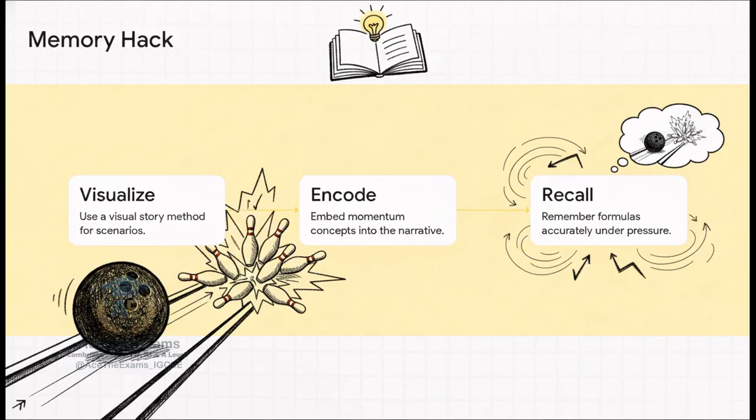Picture a heavy, shiny bowling ball rolling aggressively down a wooden lane. That heavy movement, that is your momentum. Suddenly, it violently smashes into the pins. The exact time the ball is physically touching the pin, multiplied by the raw impact force of that hit, that is your impulse. And that impulse is what causes the resting pin's momentum to violently and suddenly change direction. Visualizing the physical scenario as an active, dramatic story practically forces your brain to understand the deep relationships between the variables, guaranteeing you recall the formulas accurately when it counts the most.